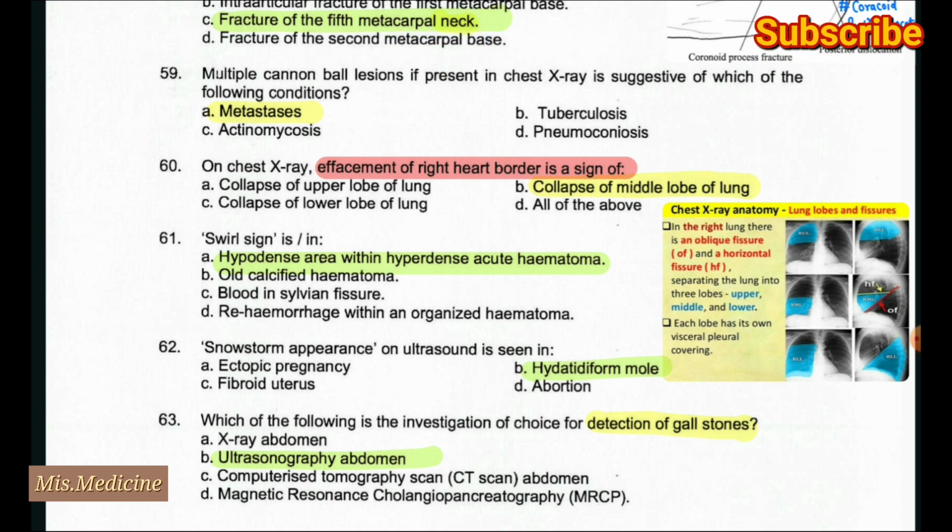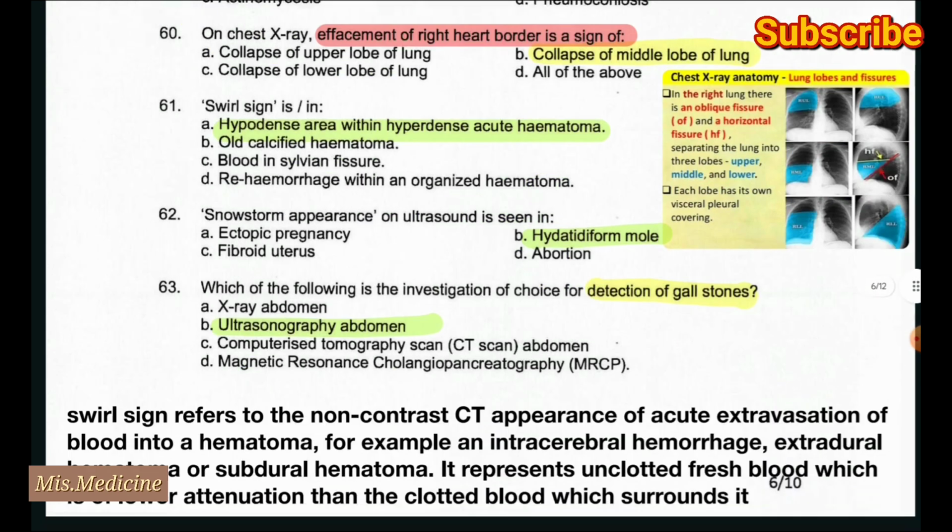of middle lobe of lung. Swirl sign is a hyperdense area within a hypodense acute hematoma. Snowstorm appearance on ultrasound is seen in hydatidiform mole. Which one of the following is the investigation of choice for the detection of gallstones? Ultrasonography abdomen.